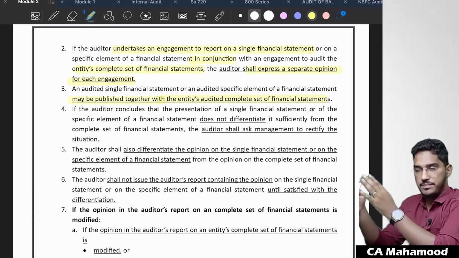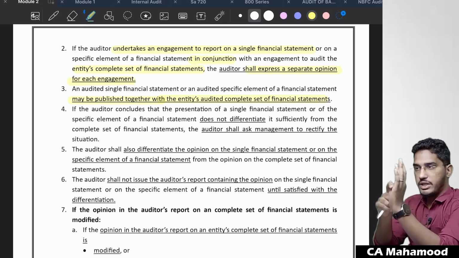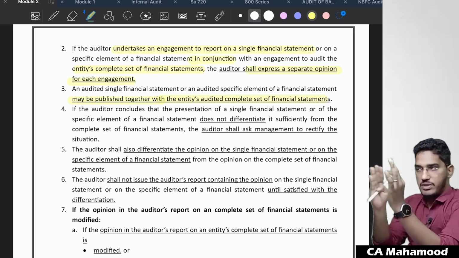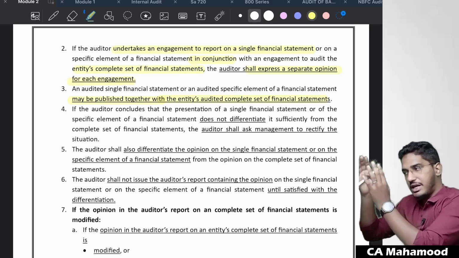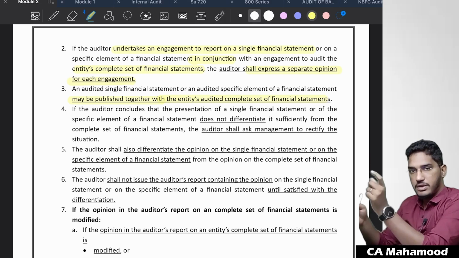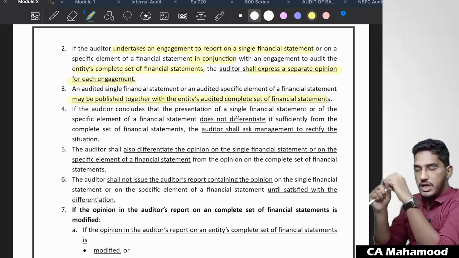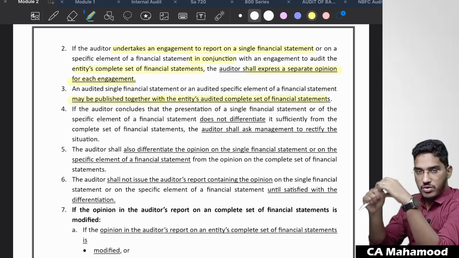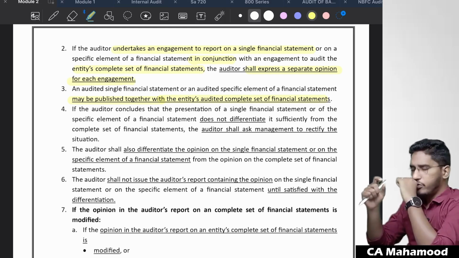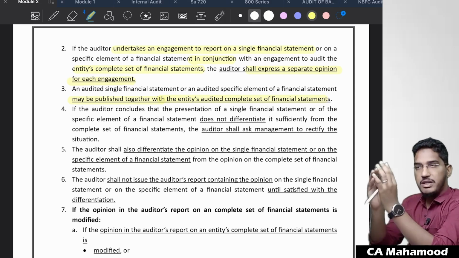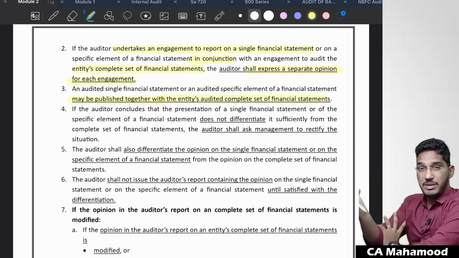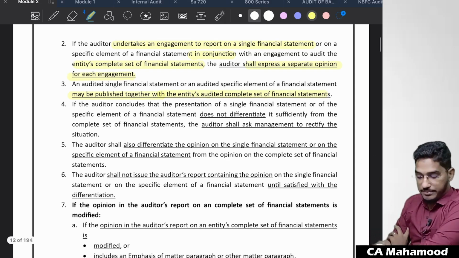Start at a fresh page. Give first the complete audited financial statements along with the audit report. Once you are done with that, then start another part in the same document. Give the single financial statements along with the audit report on that. So you can publish both in the same document, but you need to differentiate it properly so the user will be able to identify both separately.